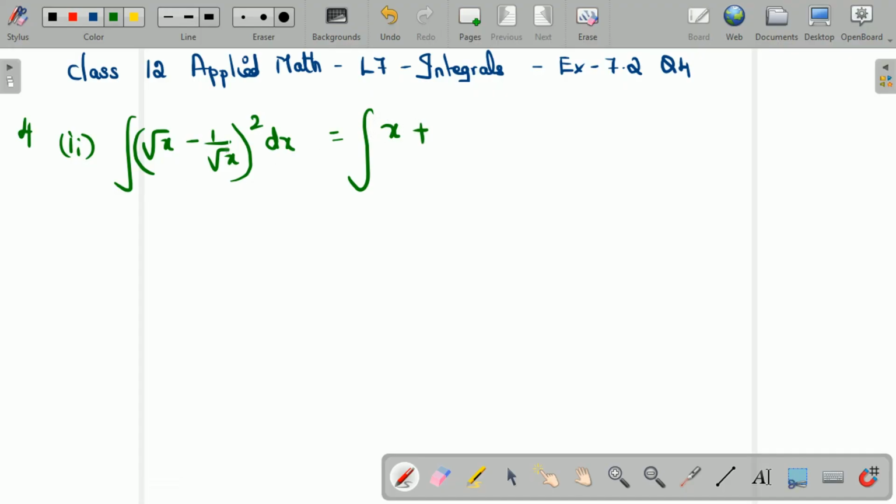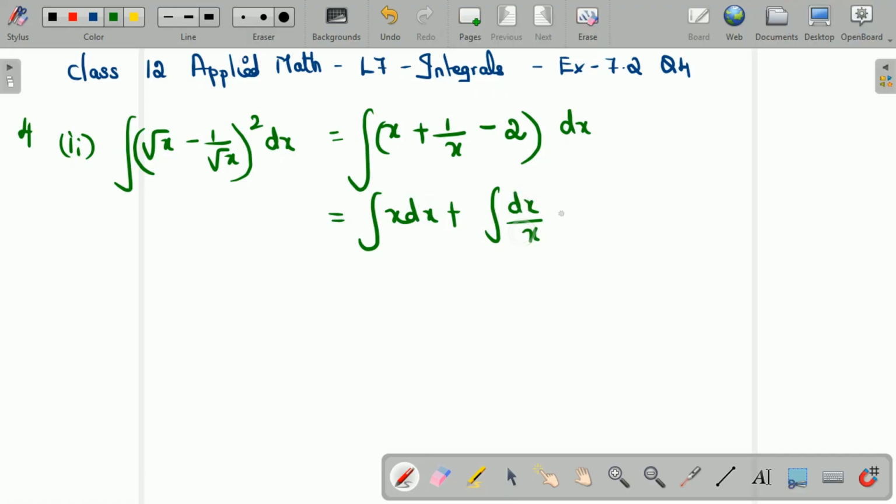So 1 by root x the whole square is simply 1 by x, minus 2ab. So minus 2 into root of x into 1 by root x will be simply minus 2, the whole thing dx. Now it's easy to break the whole thing into smaller parts. So integral x dx plus integral dx by x minus 2 into integral dx. Now integrating, this will become x squared by 2 plus log x, and this will be minus 2x plus c.